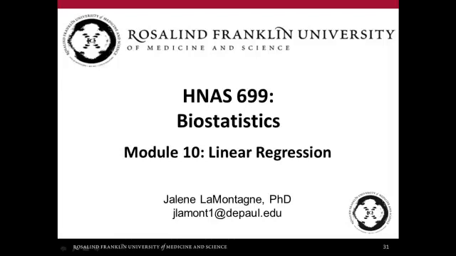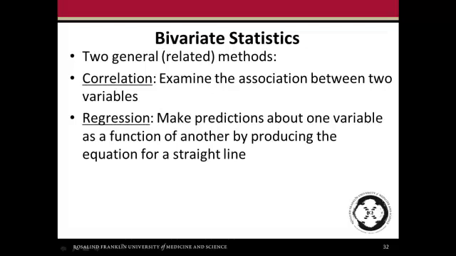In this mini lecture, we're going to be talking about linear regression. So recall that in bivariate statistics, there are two general methods that are used. One is correlation, where we're just interested in the association between two continuous variables, and the other one that we're going to be covering in this mini lecture is regression.